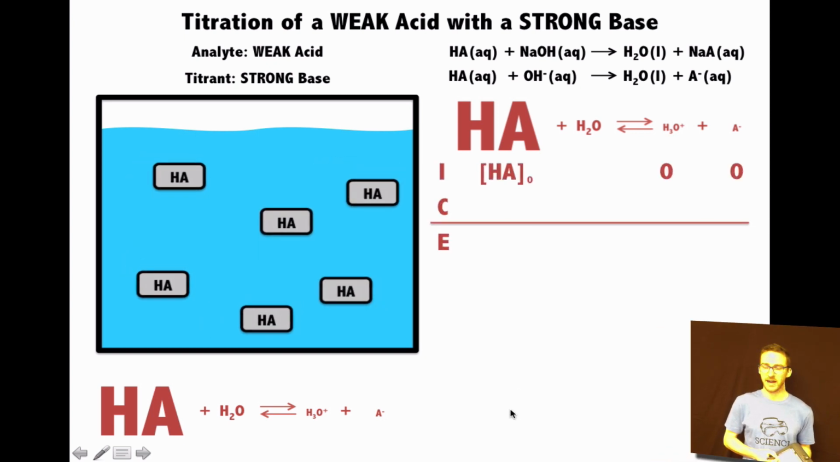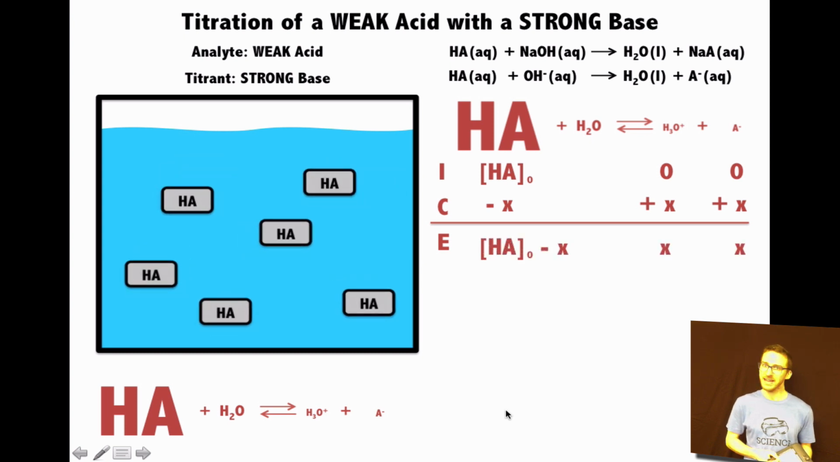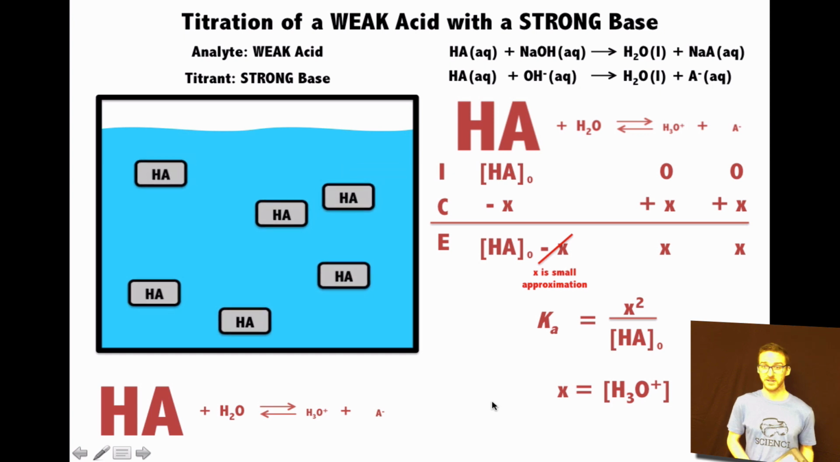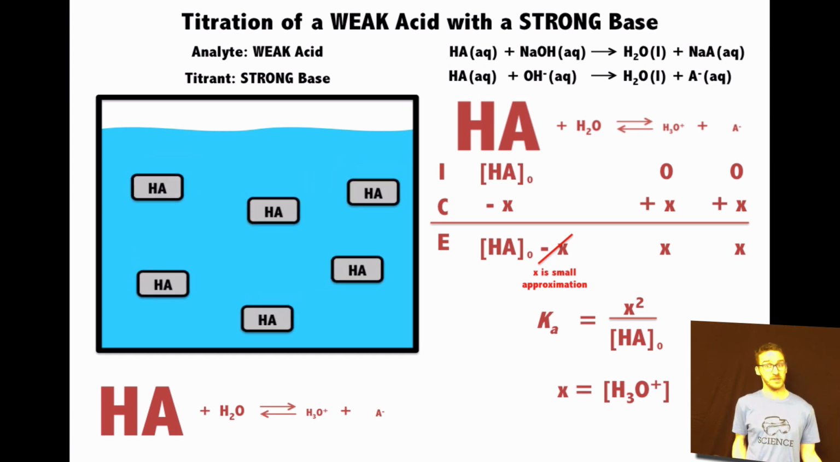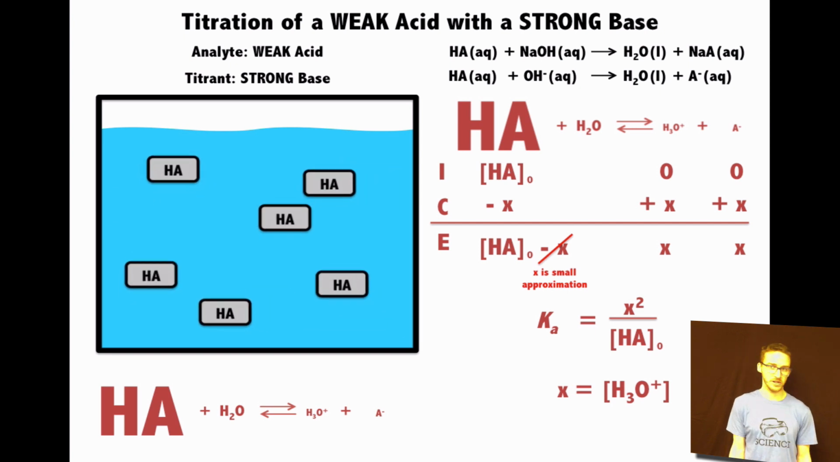Perform your ice table calculation. Many times you can do the x is small approximation to make the math a lot easier. You can then solve for the hydronium ion concentration and use pH equals negative log of hydronium ion concentration to determine the pH of your initial acid solution.